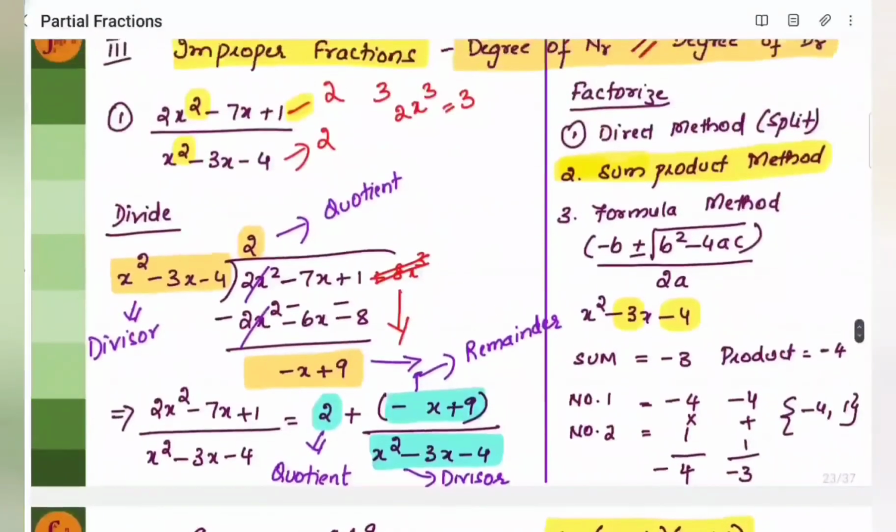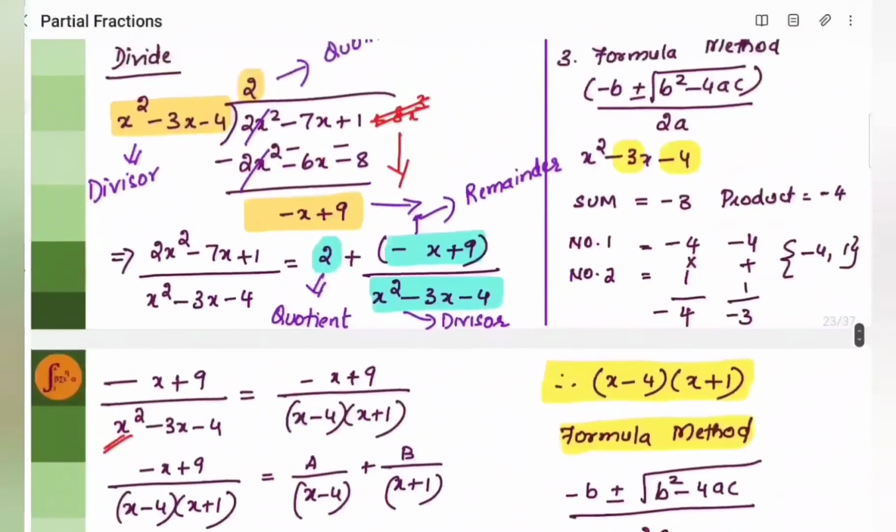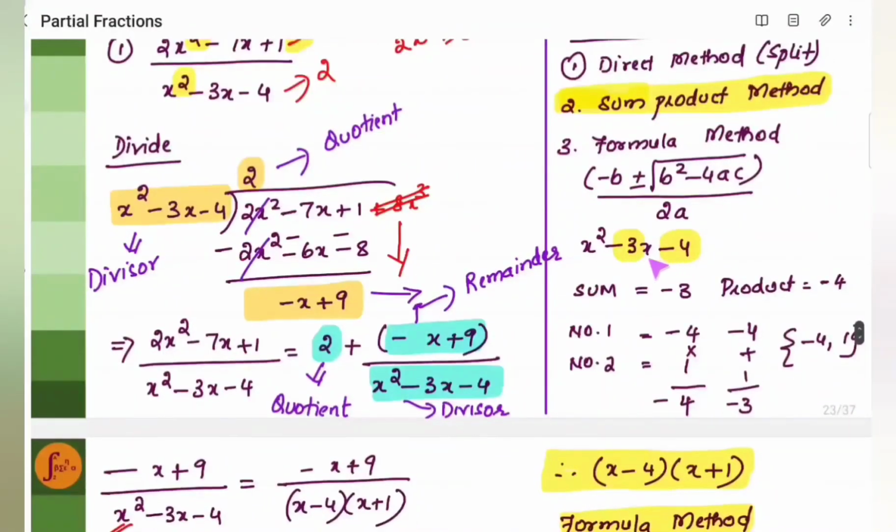Like I said, there are 3 methods: direct method or method of splitting, sum product method, and formula method. Whichever method is comfortable, right? I've used all the methods here. If you use the sum product method, the sum should be minus 3 and the product should be minus 4. You should choose 2 numbers whose sum, that is when you add these 2 numbers, you get minus 3, and when you multiply them, you get minus 4. So now you'll have to guess what those numbers are.